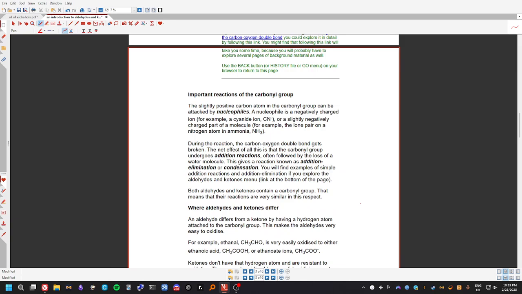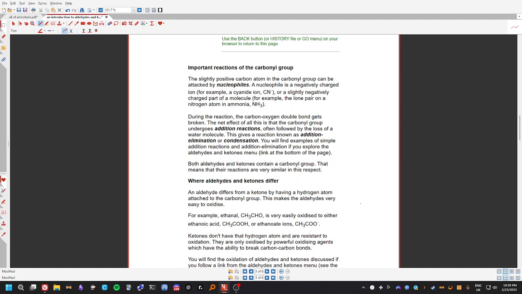So it's very highly polar, and the slightly positive carbon atom in the carbonyl group can be attacked by nucleophiles. A nucleophile is a negatively charged ion or a slightly negatively charged part of a molecule. We knew all this. And during the reaction, the carbon-oxygen double bond gets broken. Nucleophilic addition. So the net effect is that the carbonyl group undergoes addition reactions, often followed by the loss of a water molecule, or the OH group. So this gives a reaction known as addition-elimination, or condensation.